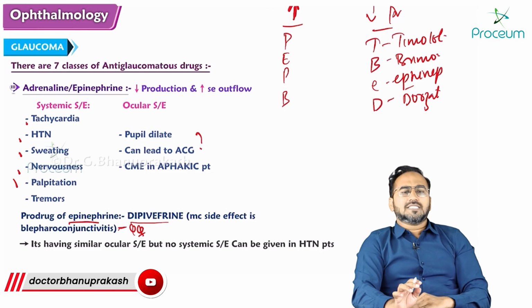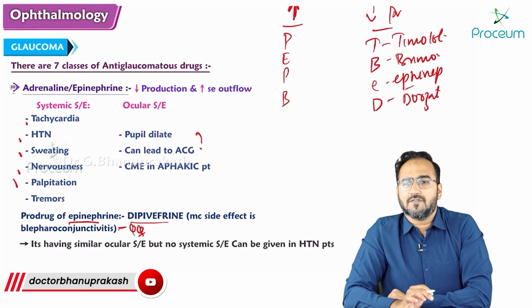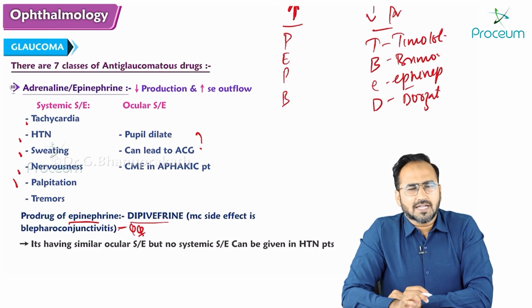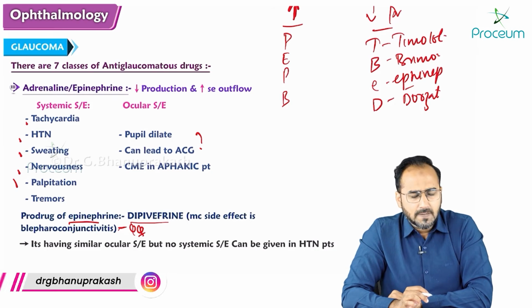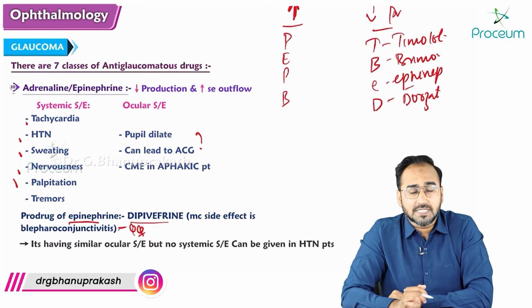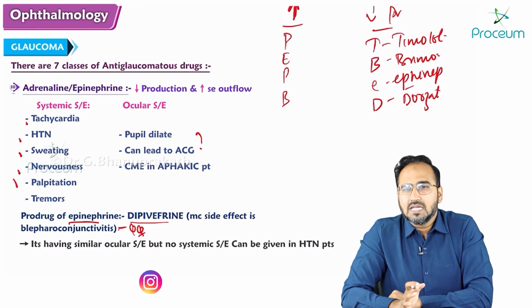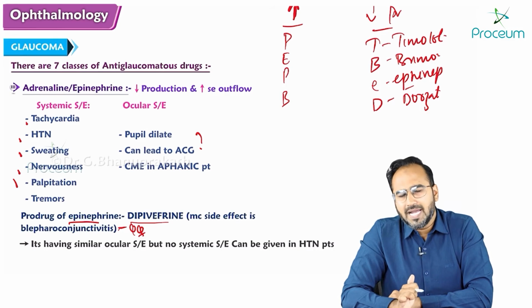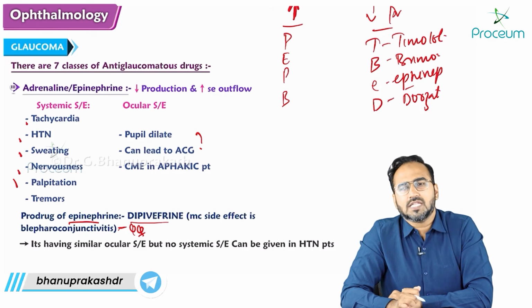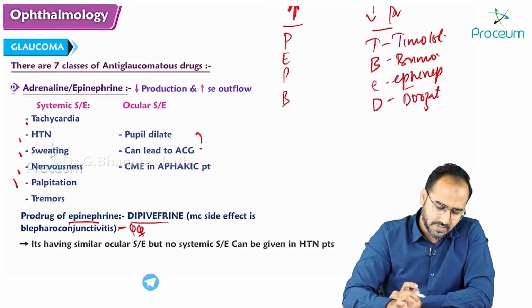But the most common side effect associated with dipivefrine is blepharoconjunctivitis. Once again, the drugs which increase the outflow are PEP B: pilocarpine, epinephrine, prostaglandin, brimonidine. The drugs which decrease the production are TBE is dangerous: T stands for timolol, B is brimonidine, E is epinephrine and D is dorzolamide.